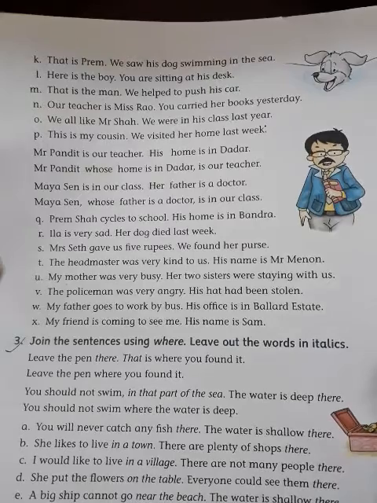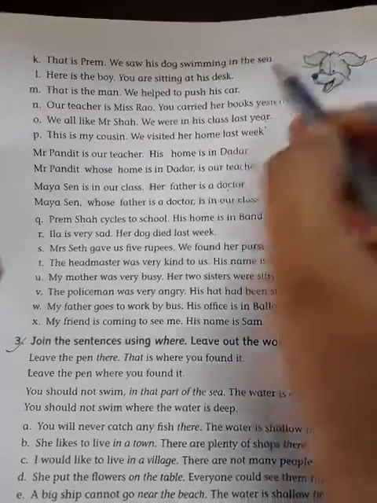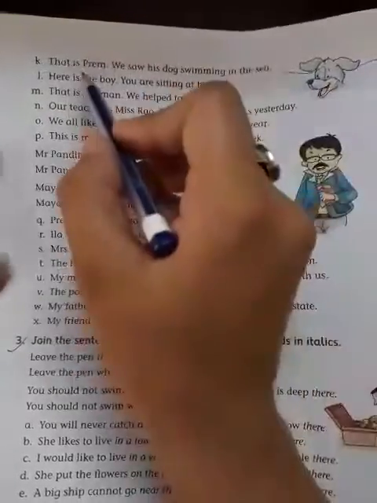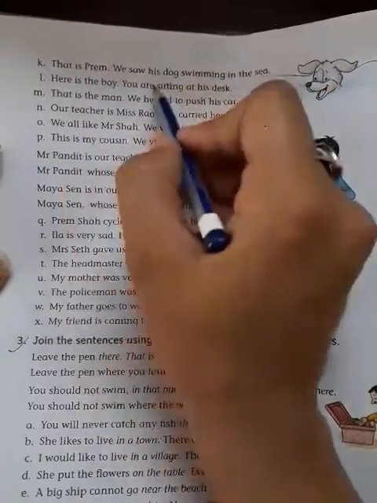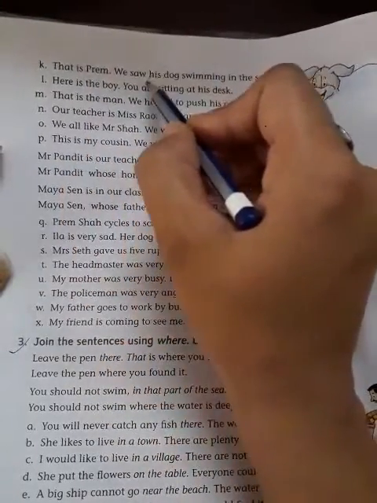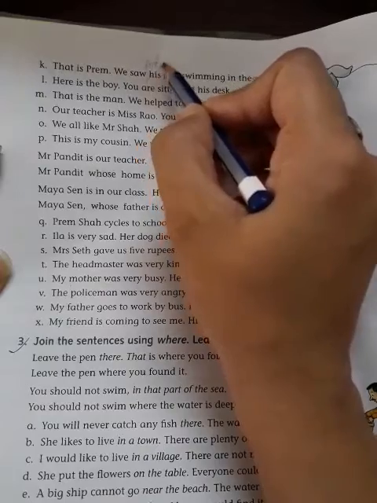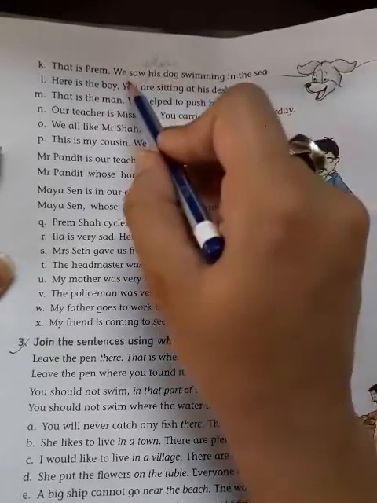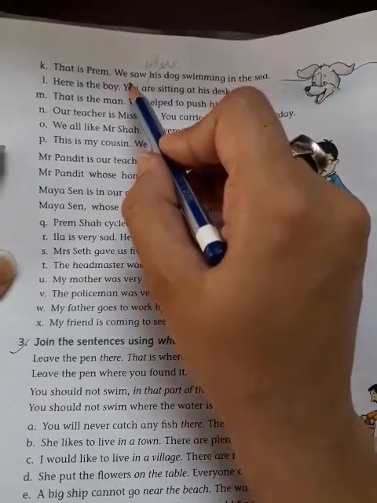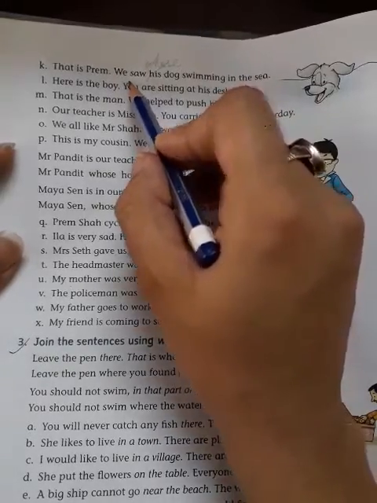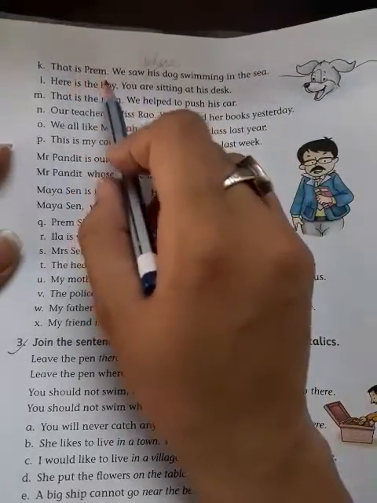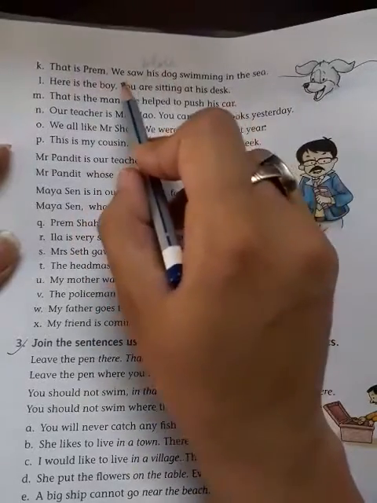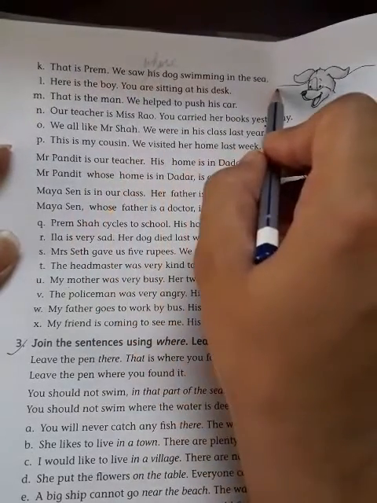Next question. That is Prem. We saw his dog swimming in the sea. First sentence remains the same. You have to look for the pronoun, strike it off, add whose, okay. Then second part will come first, and then the first part of the second sentence will come at the end. So our answer will be: that is Prem, whose dog we saw swimming in the sea.